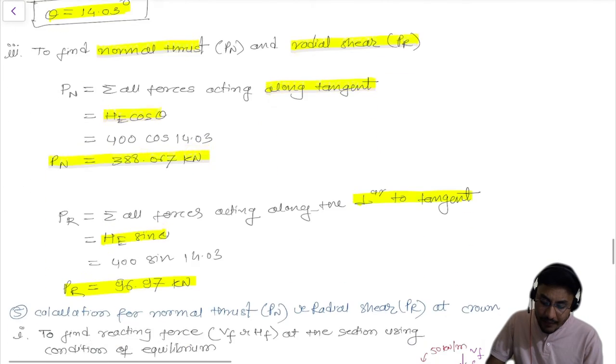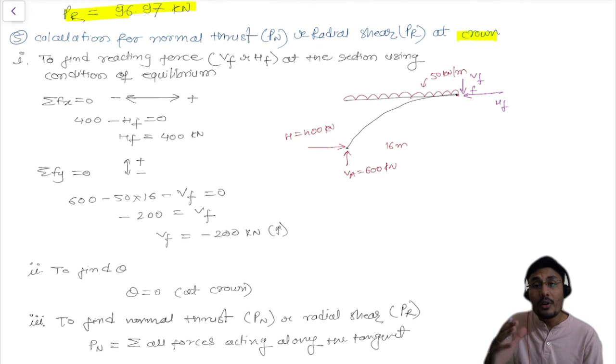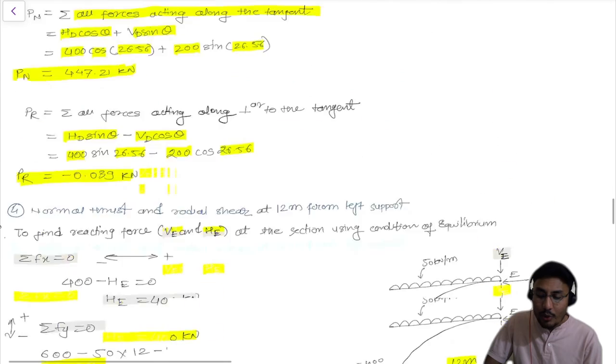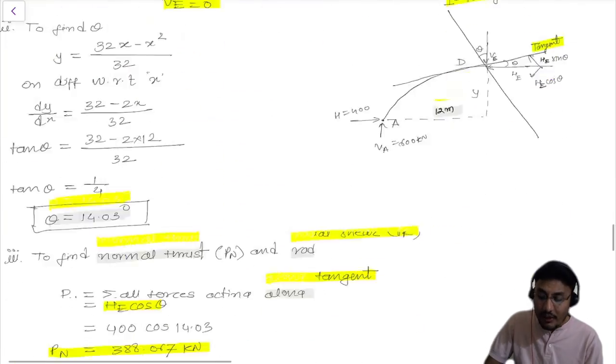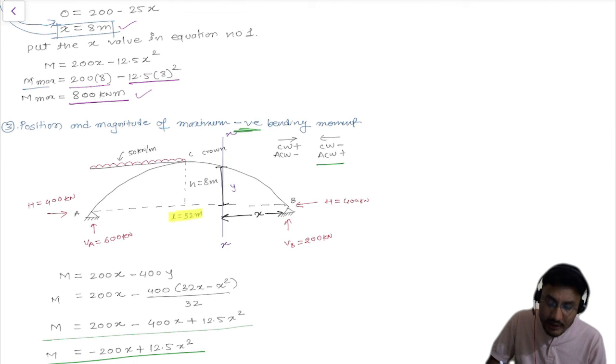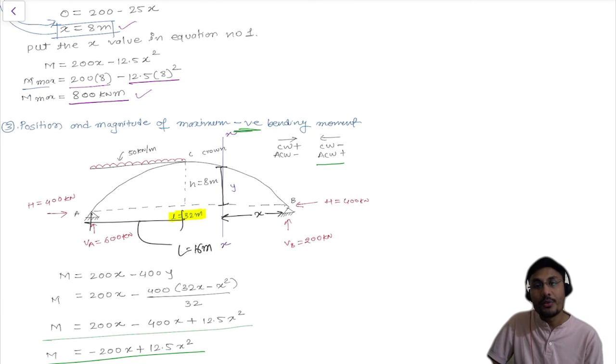Then similarly for the calculation of the normal thrust and radial shear at the crown. If they mention the crown, what does it mean? You already have a crown distance as 16 meter. So it's a very simple calculation: whatever distance they have mentioned, like do a 12 meter one, do an 8 meter one, and if they mention the crown, it means whatever the distance of the crown mentioned in your diagram, which is a total of 32 meter distance. So from this point to this point, distance is L equals 16 meter. So the value of X will be 16. That's it, guys.